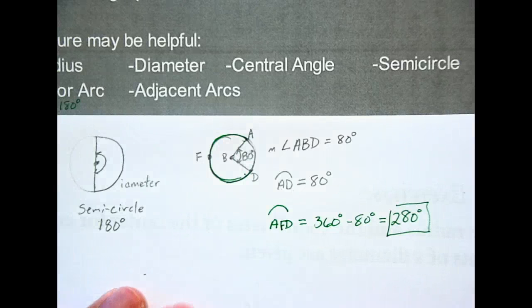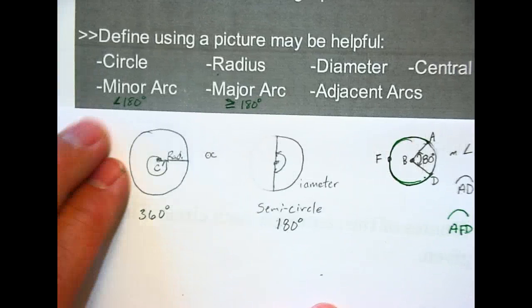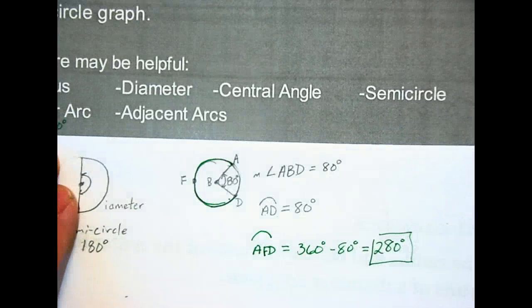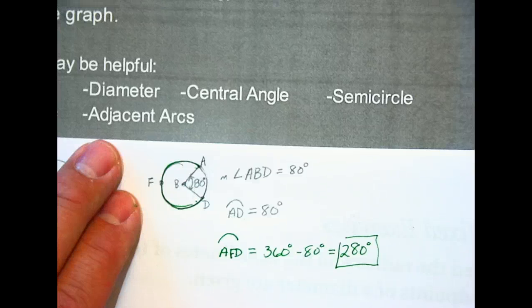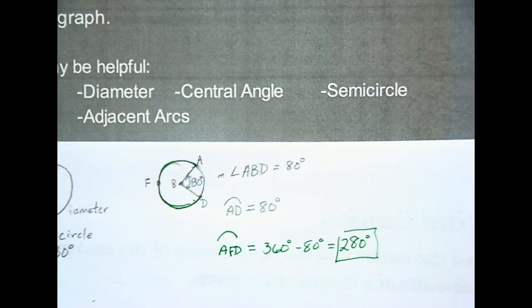Okay? All right, so we have everything except for adjacent arcs right now. We have minor arc measuring less than 180. Major arc is greater than or equal to 180, and adjacent arc. Adjacent arcs are arcs that share a leg.